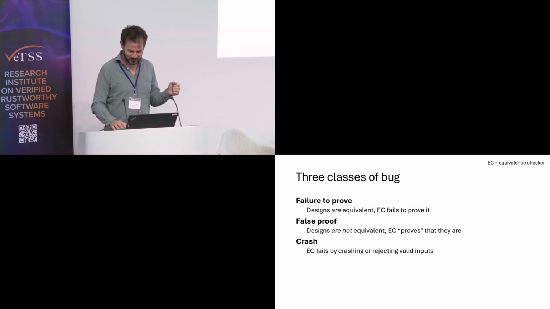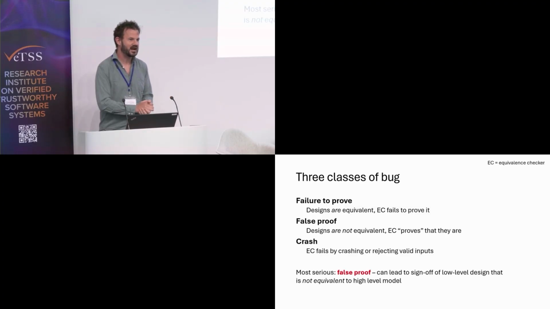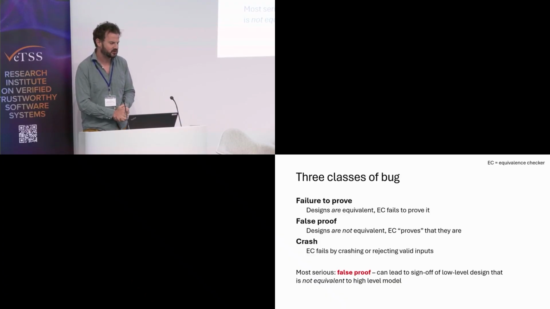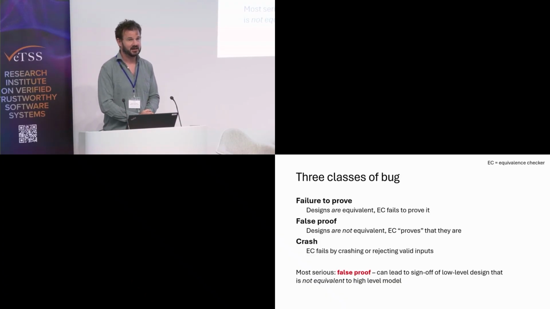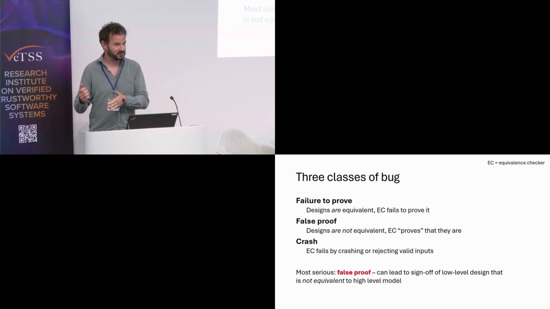You can just shout it out. False. Exactly, false proof bugs, right? So false proof bugs are clearly the most serious here because they're the only category that risk actually shipping a design that's not equivalent to its high-level counterpart. Failure to prove bugs are, I'm told, very serious in practice because they can mean that you can't get your thing signed off, right? But false proof bugs mean that you can get something signed off that shouldn't be signed off.